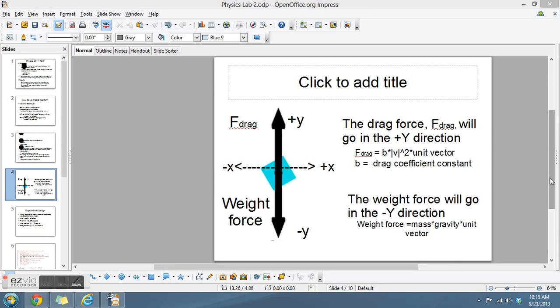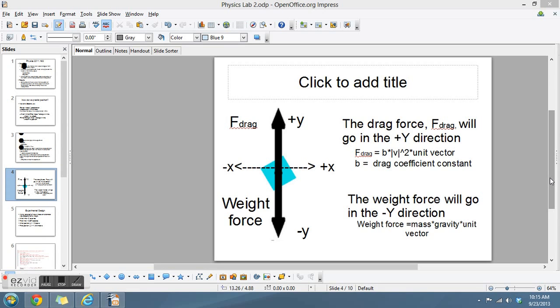The drag force, F drag, is given by the formula B times V squared times unit vector, where B is the drag coefficient constant which varies in each setting, and V is the magnitude of the vector velocity. Drag force opposes the motion of the falling object, and it points in the positive y direction. The weight force is given by mass times gravity times unit vector. It follows the motion of the falling object in the negative y direction.